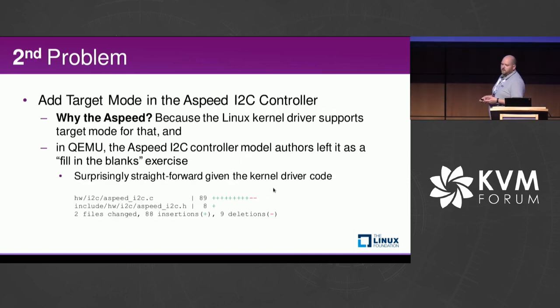The second thing we had to solve was adding this target mode support. And we chose the ASPEED controller to do this. The reason is that the Linux kernel driver has nice support for this already. Also in QEMU, the authors of the ASPEED controller model sort of left it as a fill-in-the-blanks game. The code was all filled with to-dos, like "gotta make slave mode work." So given the code in the Linux kernel and the driver code, it was surprisingly straightforward to know what interrupts to raise at the right points. So this is already in upstream QEMU.